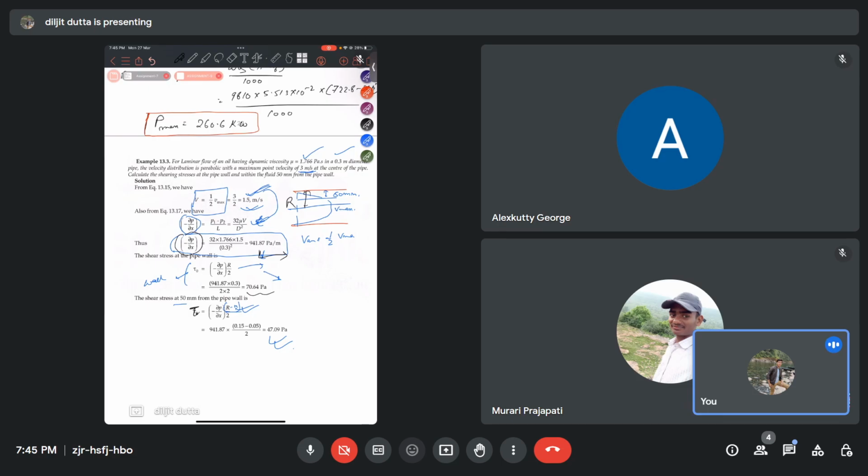Now we need to find tau at 50 mm from the pipe wall. That is, this is 50 mm. At this section we have to find tau. So the formula is minus of del P by del X into capital R minus small r by 2. So if we substitute, capital R is equal to 0.15, small r is equal to 0.05, and you will get tau is equal to 47.09.